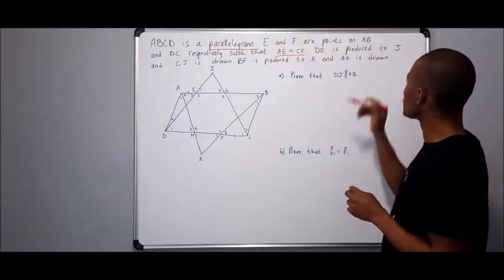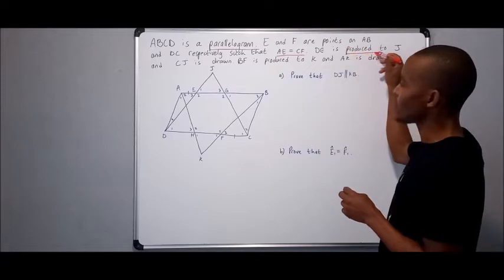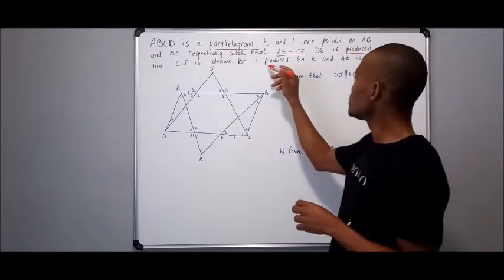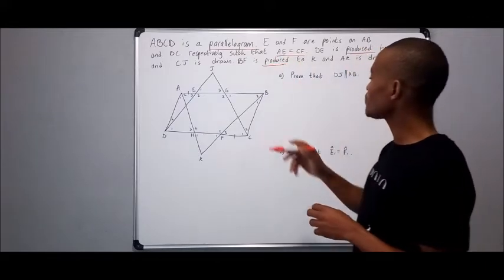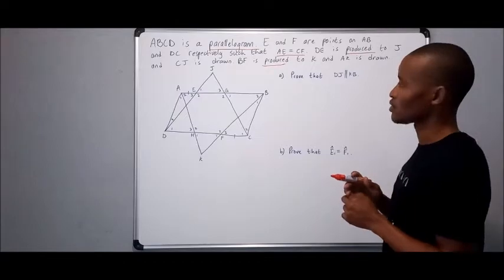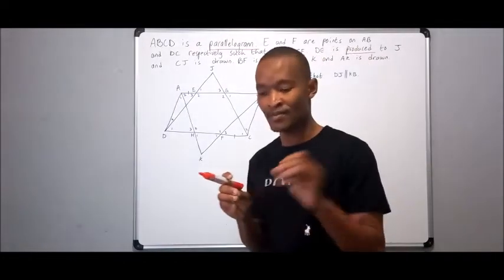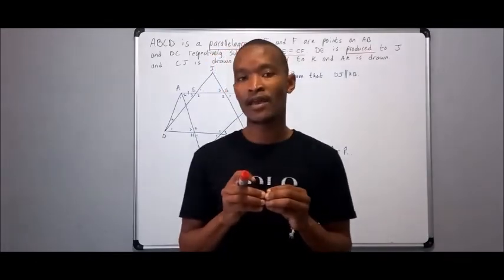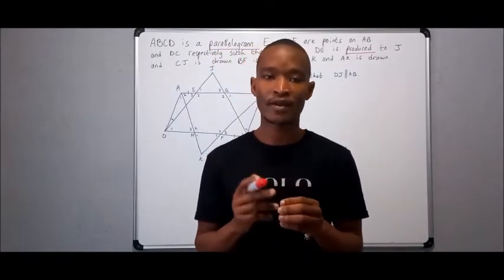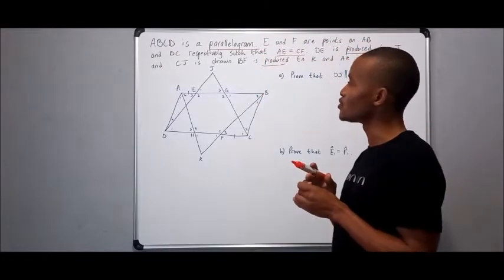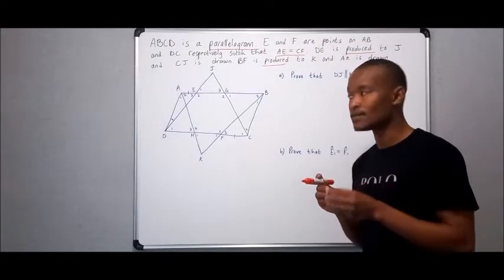DE is produced to J and CJ is drawn. BF is produced to K, and then AK is drawn. Okay, when you produce a line segment, it's just the same thing as saying extending a line. Okay, so in that process, you form an exterior angle. Okay, so very important to know that the word produce is just like saying extended.